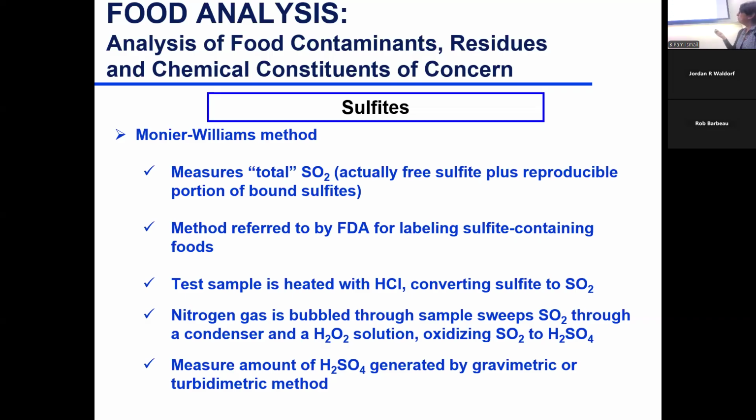So the name Monnier-Williams are the people that obviously found that method. It is FDA referred to for labeling. You add an acid HCl to convert it to SO2. You react it with H2O2 to oxidize it to produce H2SO4. You measure it gravimetrically or measuring turbidity.